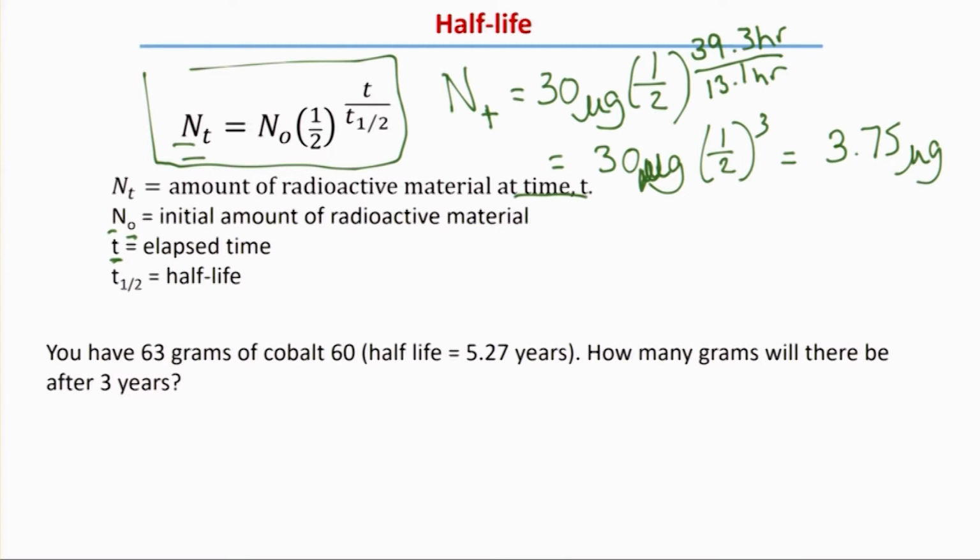Let's do another example. So you have 63 grams of cobalt-60. The half-life of cobalt-60 is 5.27 years. And the question is, how many grams will be left after 3 years? All right, so if you're starting with 63, you know you're going to have less than 63. That's one thing you can think of. It's going to start decaying, so you'll have less of it after 3 years. Now, the half-life is 5.27 years. So always do some thinking to yourself.